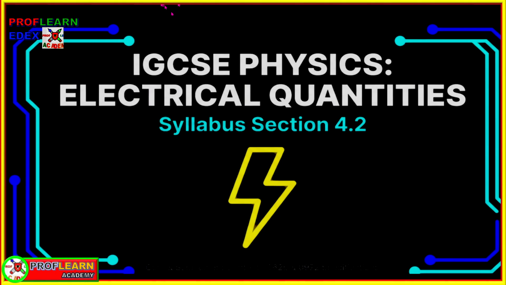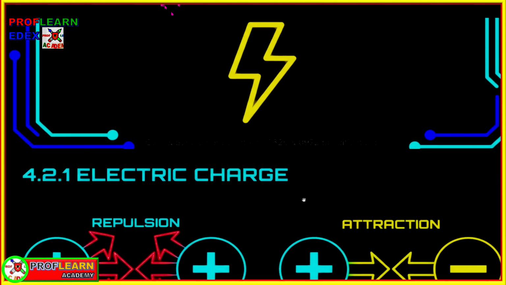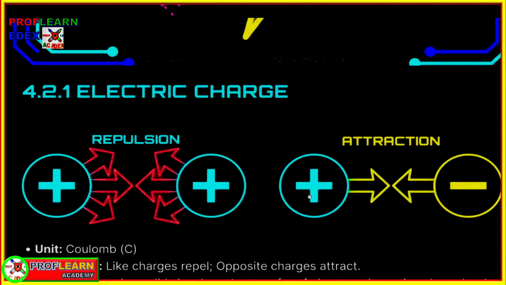In this video, we're going to have a discussion of IGCSE Physics Electrical Quantities. This is section 4.2 of the IGCSE 0625 syllabus. We are going to look at the concepts that you must know as far as electrical quantities are concerned. So the first part that you're going to learn is about electric charge.